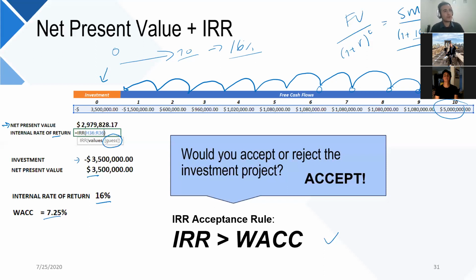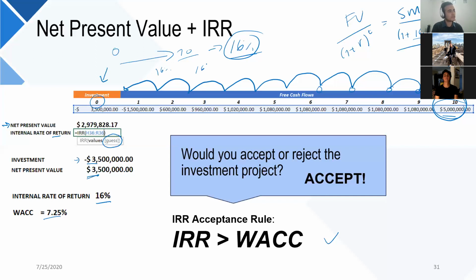So if we were to decompound these 5 million pesos for the internal rate of return to get the same value as the investment, we will be using 16% because that is our internal rate of return. So you will be decompounding all these 5 million pesos to period number 0 at 16%. If you were to take these 5 million pesos at net present value to, again, period number 10, that means that you are compounding each period at 16%.